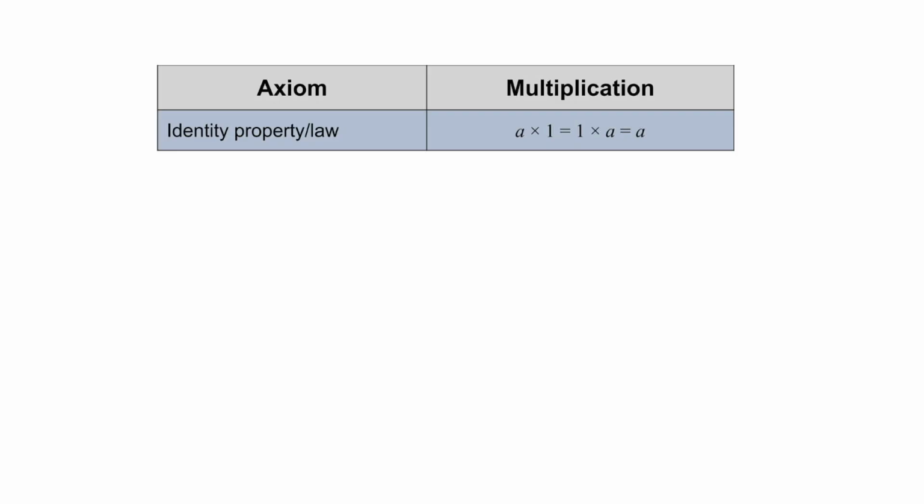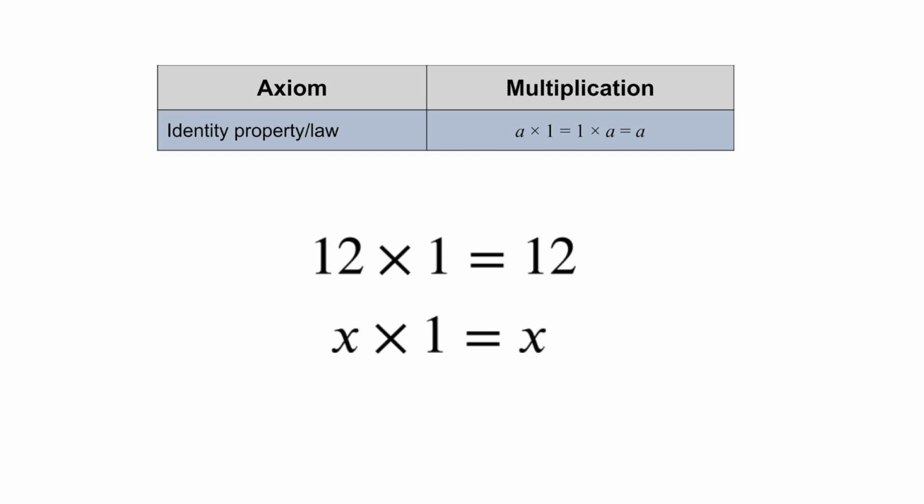One is the multiplicative identity, as when you multiply by 1, the value does not change. For example, 12 multiplied by 1 is 12, x multiplied by 1 is x, and 6x multiplied by 1 is 6x.